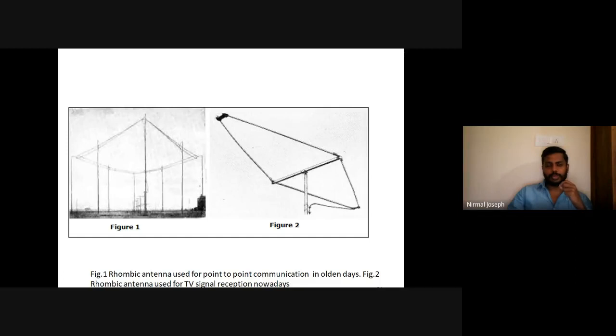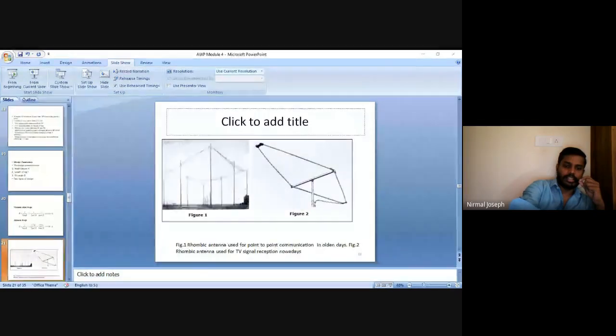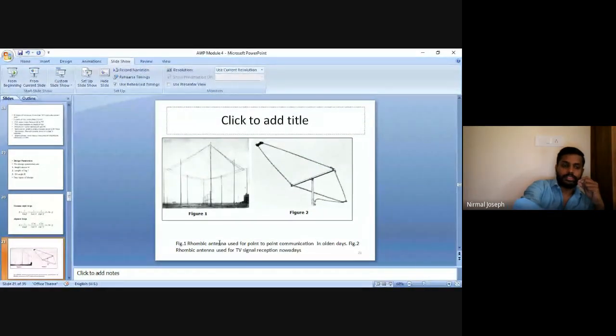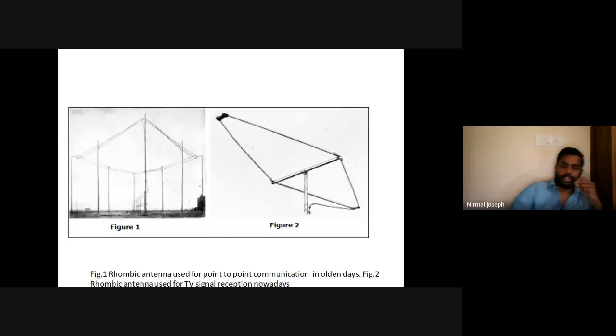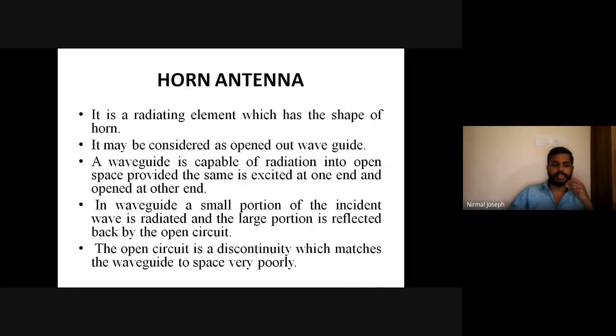Okay, in this figure two, are you able to see the terminating resistance? See this black portion here, that is the resistance. Since this is the field here, we are giving the field, and at the next end we are terminating the antenna with a resistance. Okay, so that's all about the rhombic antennas. Then we will move on to the horn antenna.